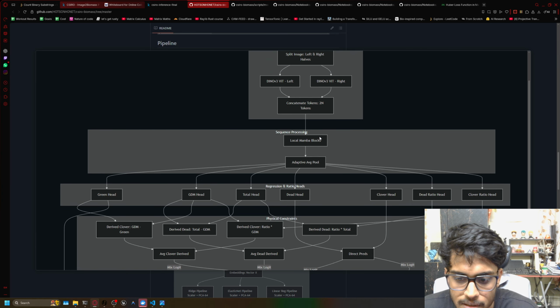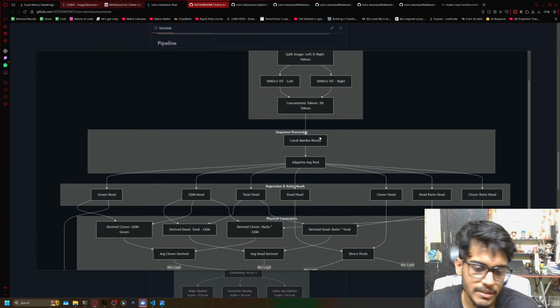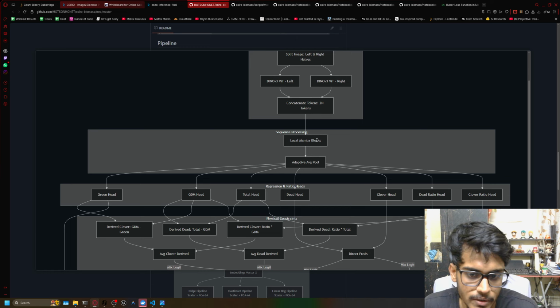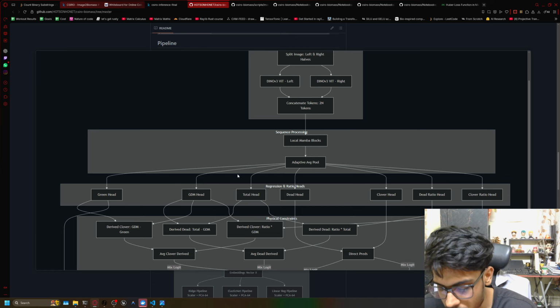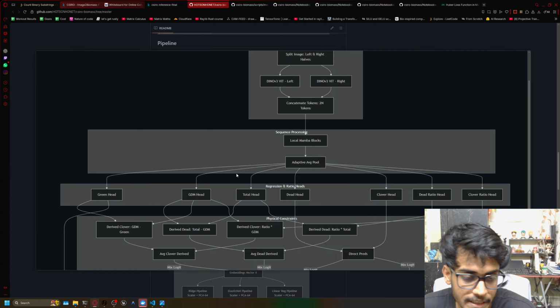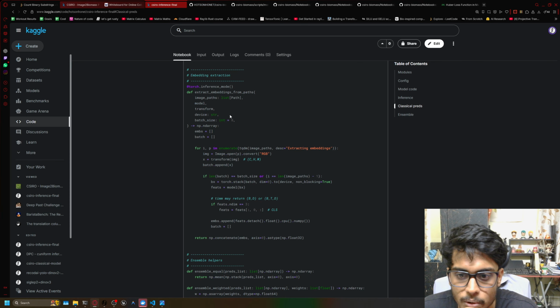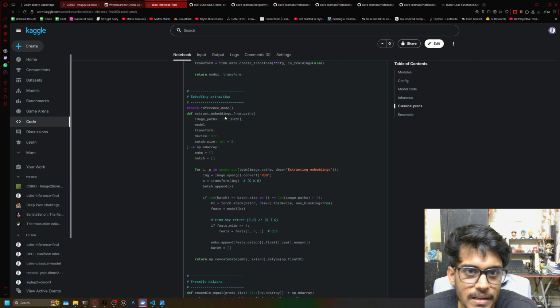Once I know which dimensions to look at, I pass them to multiple regression heads. Since this competition demands that you predict 5 labels, I was generating 5 regression heads. I think it's better for me to show you the code also. This is my final submission code.